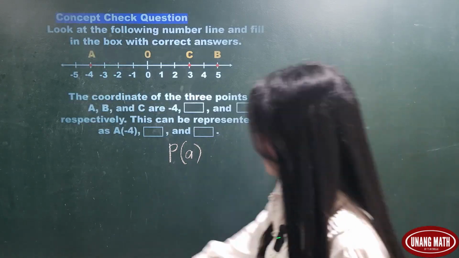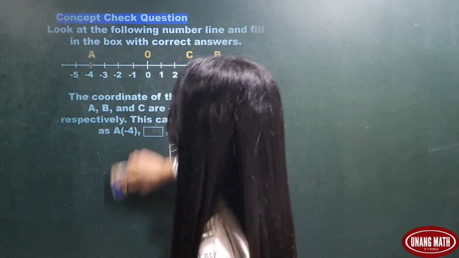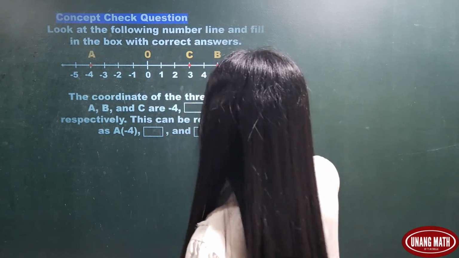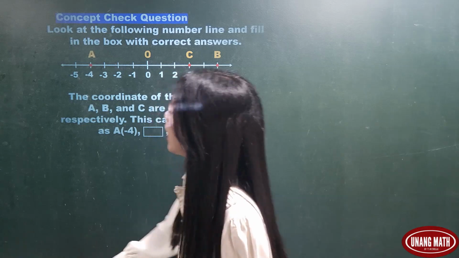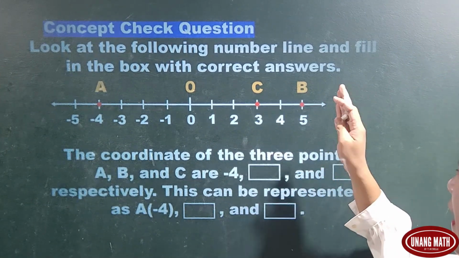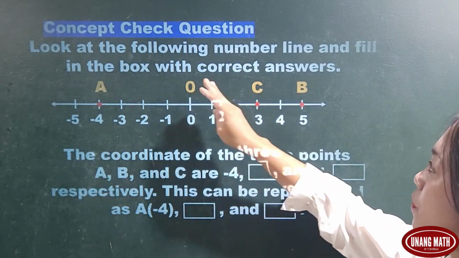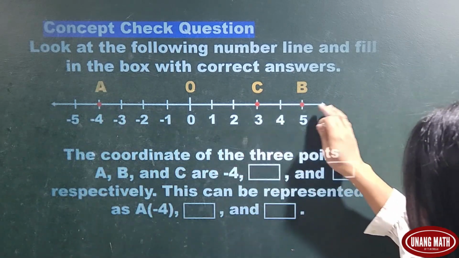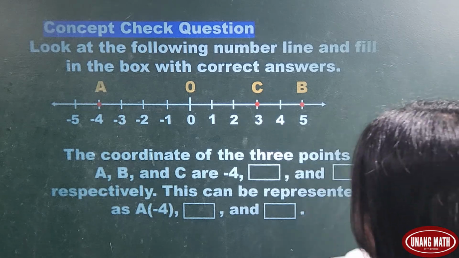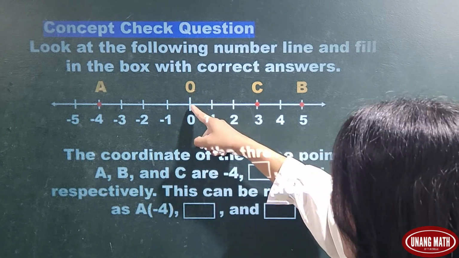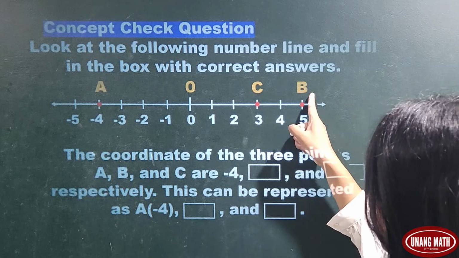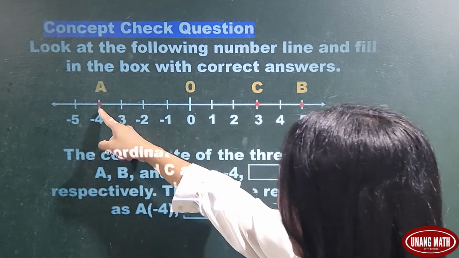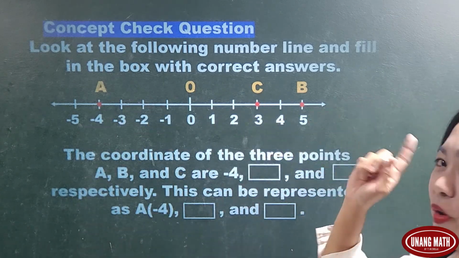Okay, this time, let's check these concept check questions. Look at the following number line and fill in the box with the correct answers. So this is our number line. Okay, this is point O, A, B, and point C. And these are the coordinates.